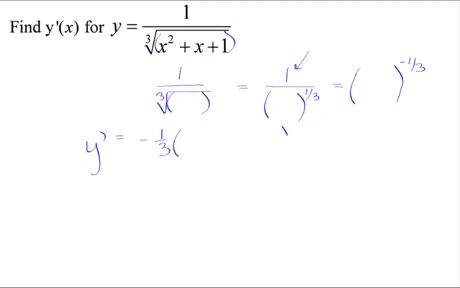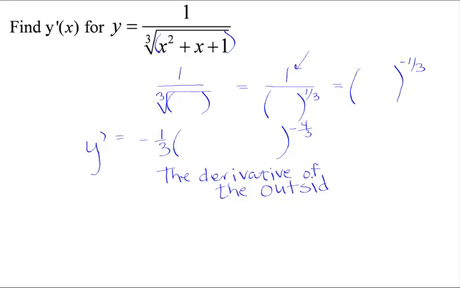The power pops down front, and I reduce the power by 1. Negative 1/3 minus 3/3 is negative 4/3. There's the derivative of the outside. There we go. The first part of the chain rule. The derivative of the outside, not changing the inside. Copy down the inside function.